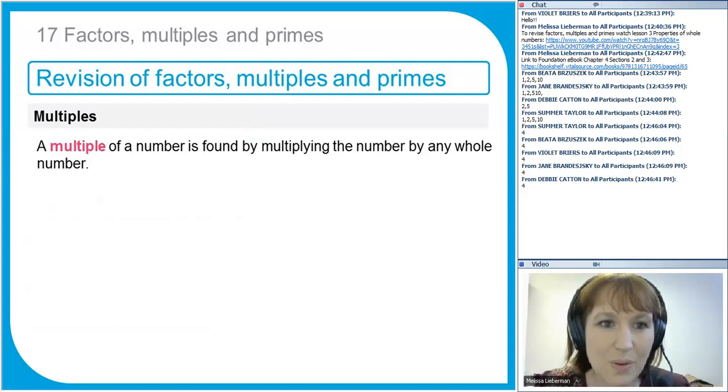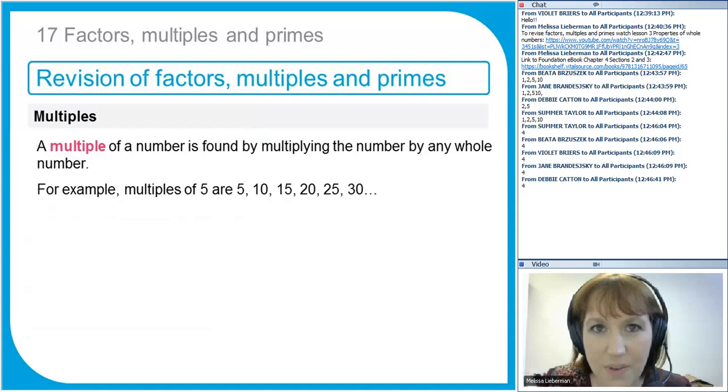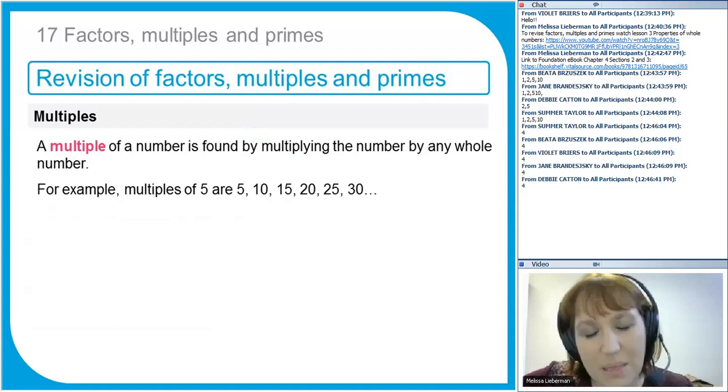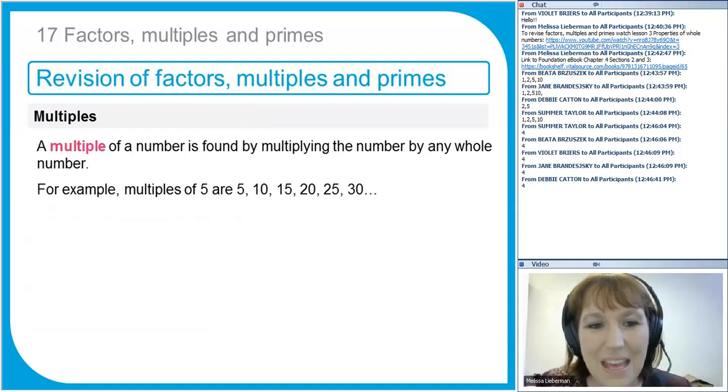Now, a multiple, easier to work out by its name, is just any number that is in that number's times table. So for example, multiples of 5 are 5, 10, 15, 20, going on forever, 500, 5 million, 555. Any number that can be divided exactly by 5. Any number that has 5 as a factor is a multiple of 5. So you can see how factors and multiples kind of go together.